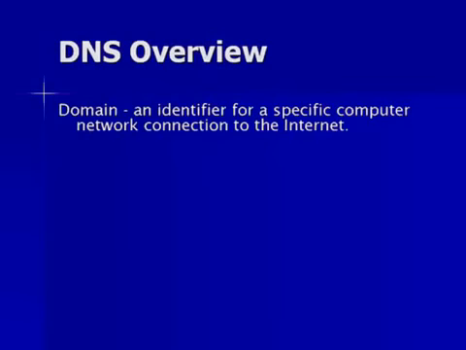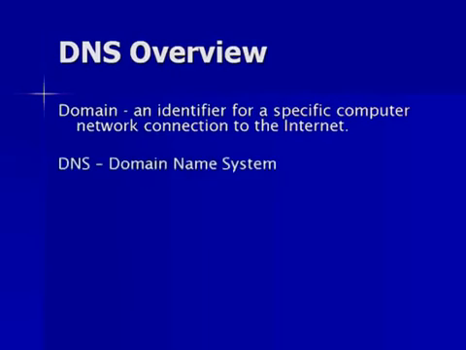DNS works with domains. A domain is an identifier for a computer network connection to the Internet. For example, altn.com identifies the Internet network connection for altn technologies. Within a domain, a domain name identifies a specific machine or virtual machine. For the altn domain, the domain name www.altn.com identifies altn technologies' web server, ftp.altn.com identifies altn's FTP server, and mail.altn.com specifies altn's email server.